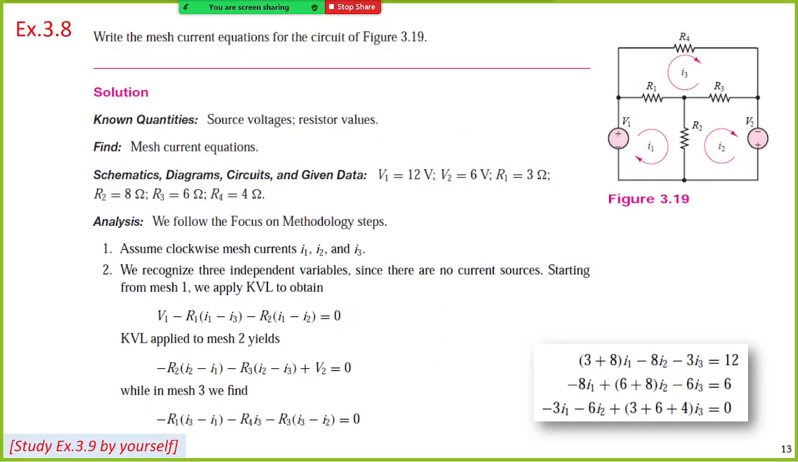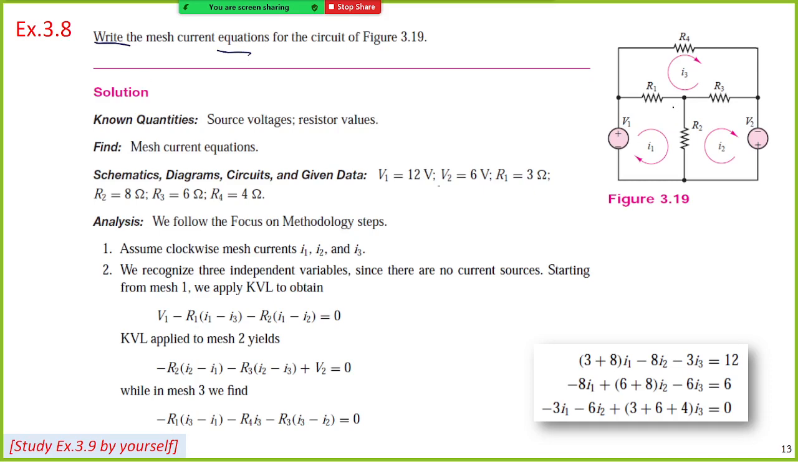Okay, come to another example. Write the mesh current equations for this circuit. The known quantities are V1, V2, R1, R2. But the question asks us just to write the equations. You don't need to solve the equations. Just make the equations.